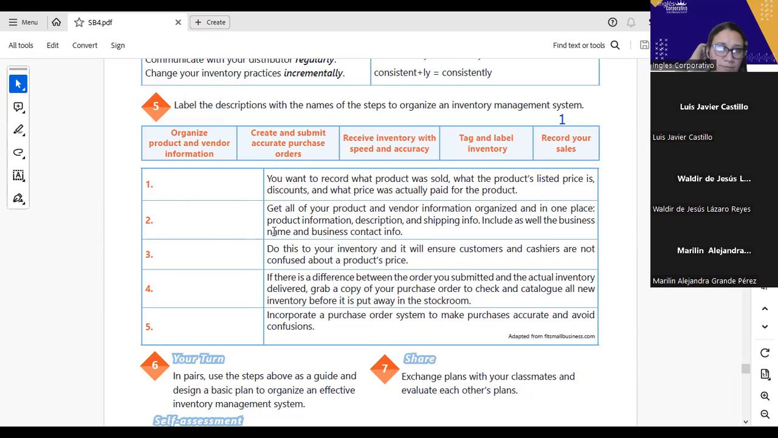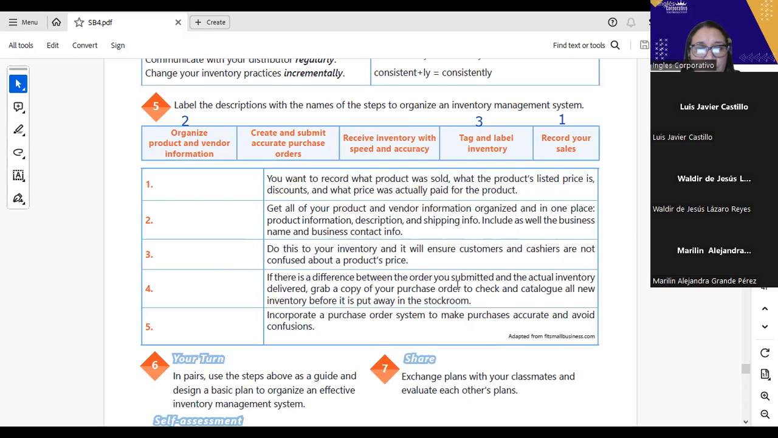Get all of your products and vendor information organized in one place. Product information, description, and shipping info included, as well as the business name and business contact info. What is that? Organize product and vendor information. Yes, definitely, here will be number two. Do this to your inventory and it will ensure customers and cashiers are not confused about a product's price. Tag and label inventory. That will be label. They won't be confused because they know, right?